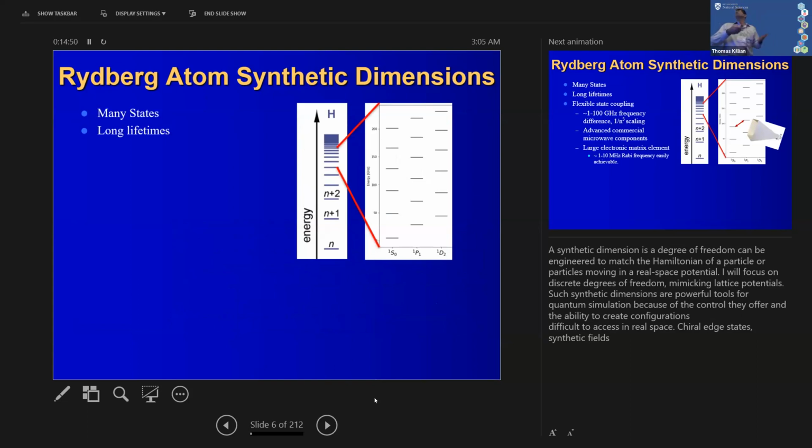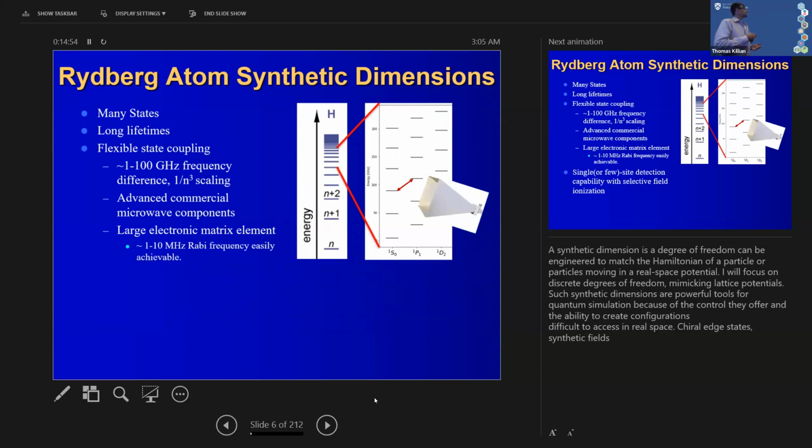There are many states and relatively long lifetimes of these states. And that's long, at least compared to the type of coupling or tunneling that you can get between the states. And the coupling, as I said, is set by millimeter waves, and that's for reasonable Rydberg levels. The millimeter waves will be in the 1 to 100 gigahertz frequency range, where there's a really robust technical commercial products available for creating and driving those microwaves with great precision. So it's a relatively simple and robust system to connect up this Hamiltonian.